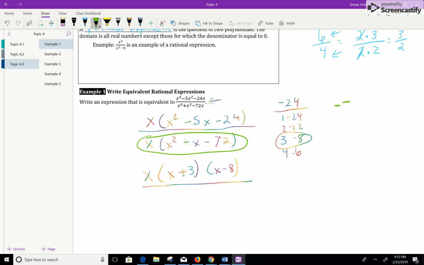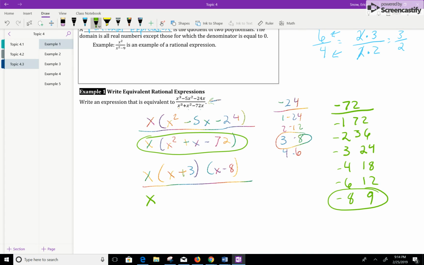And we have a negative 72. So we have 1 and 72, 2 and 36, 3 and 24, 4 and 18, 6 and 12, and then 8 and 9. 72 has a lot of factors. 72 is negative, our x is positive, so we make all of our little numbers positive, and there's the one that's going to give us positive 1. So we have x times x minus 8 times x plus 9.